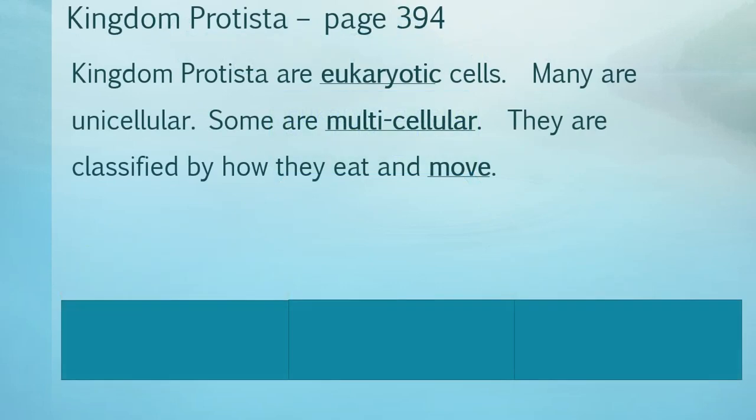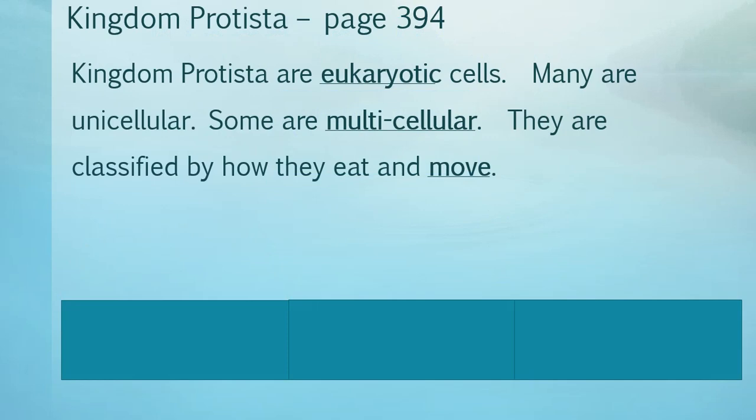Okay, so apparently in our book it's on page 394, but Kingdom Protista are eukaryotic cells. Remember, the only place we find the prokaryotic cells would be in the Kingdom Monera, the eubacteria and the archaebacteria. But the Protista, many are unicellular. There are some that are multicellular. So you see those two blanks there. You're going to be filling those in at the top of your book. I believe we're on page 76. At least that's what it is in my master copy. It might be a little different in yours.